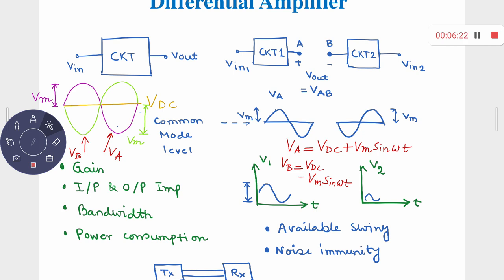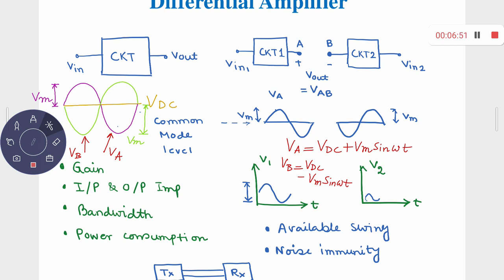Whenever this signal VA is at its maximum peak, then VB must be at its minimum peak. Now, for example, if I consider the signal VA only, VDC plus VM sine omega, for the timing let's assume that VDC is equal to 0, then VA is equal to VM sine omega. So the variation is from plus VM to minus VM. What is the total excursion? 2 VM. Similarly, for VB, with VDC equal to 0, the variation is from minus VM to plus VM. That means once again the total excursion is 2 VM.